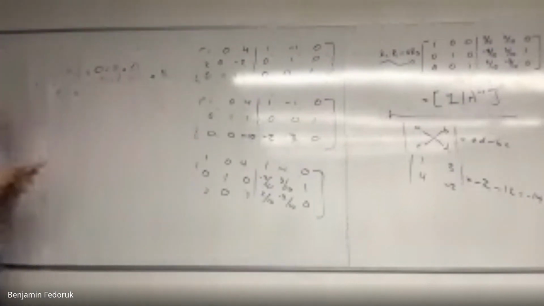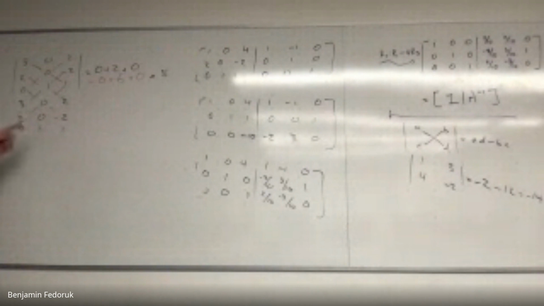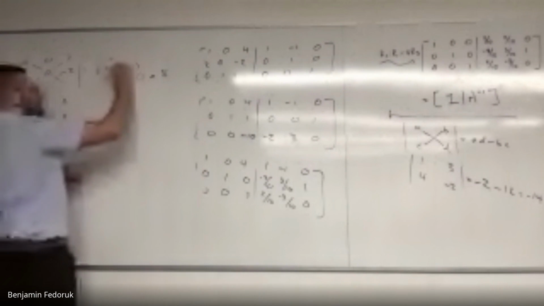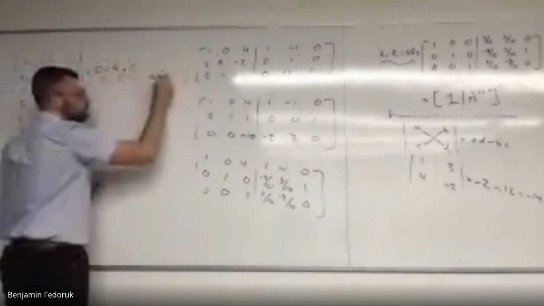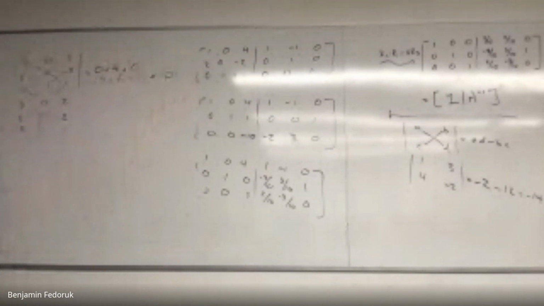Or am I doing this wrong? No, you're right. I did a math error. So it should be 10. Thanks. Yeah, 2 times 1 times 2 is 4.